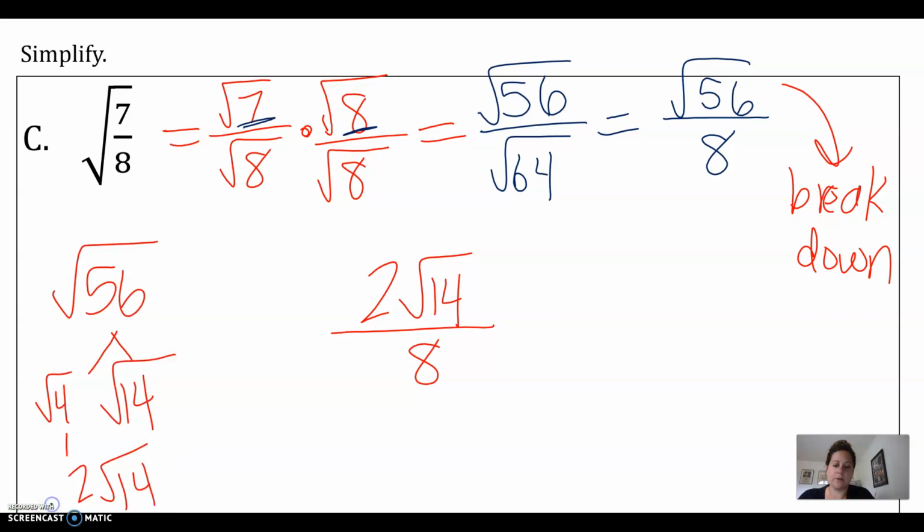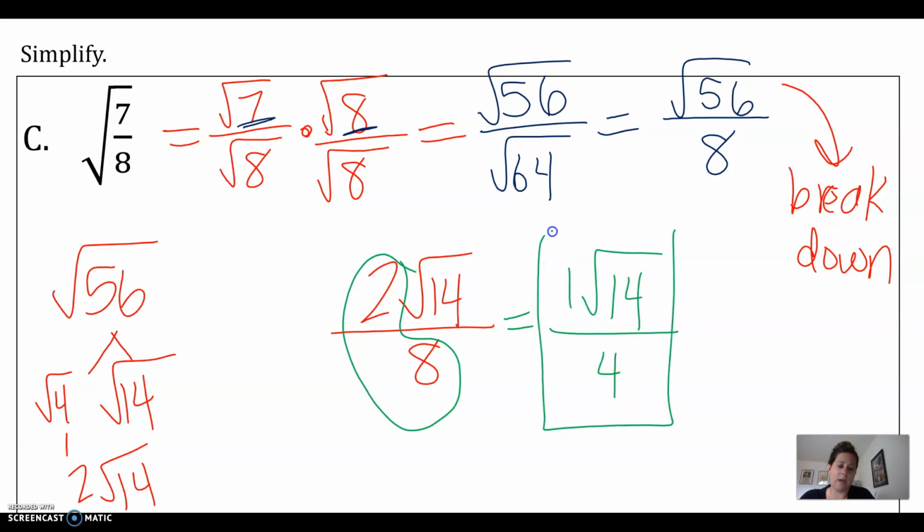Now what we need to be looking for is to see if we can reduce our 2 over 8, which I believe is 1 radical 14 over 4. And this 1 right here is not needed, but if you would like to write it, you can. Next one's pretty easy.